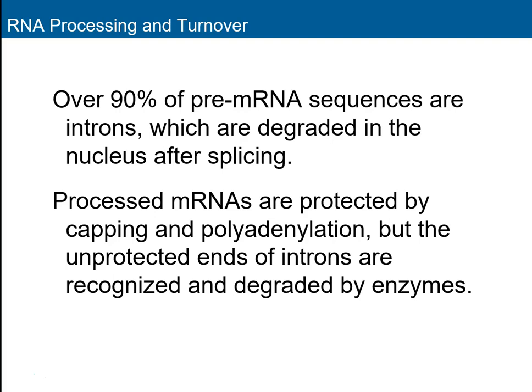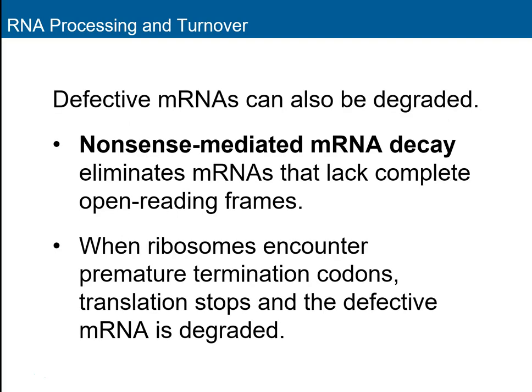But the unprotected introns really get recognized and degraded by enzymes, okay? And so once those introns are spliced out, they just quickly get degraded because they have no protection, okay? Also, if you have a defective mRNA, it can also be degraded. This is a mechanism that the cell has. And so now we're under RNA degradation, right?